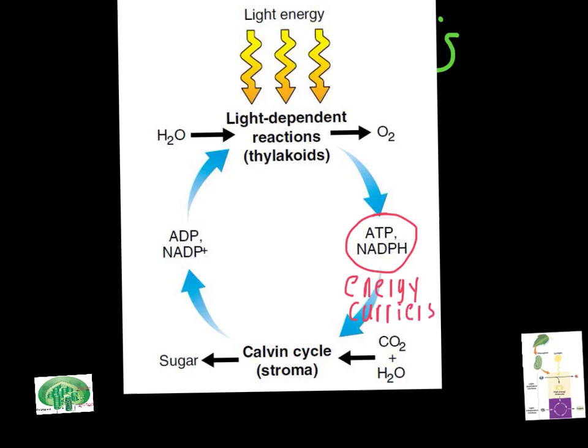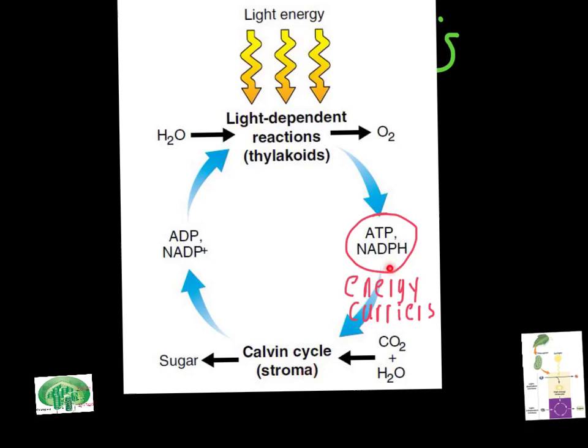Now ATP and NADPH are a little bit different, but they both carry energy that can be used in different places in the cell. So basically the energy that's made during the light-dependent reactions goes on to the Calvin cycle. The Calvin cycle is the part that's happening in the stroma. Remember from the picture before, the stroma is like the fluid that surrounds the thylakoid inside of the chloroplast.